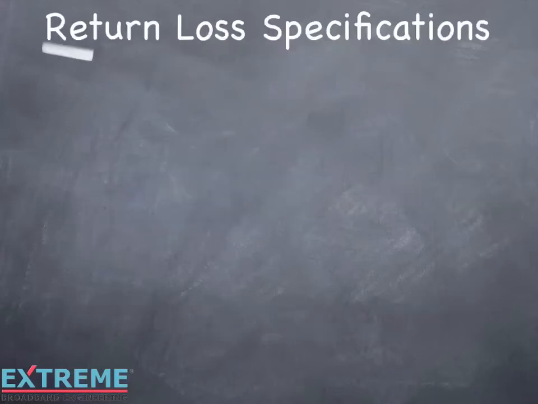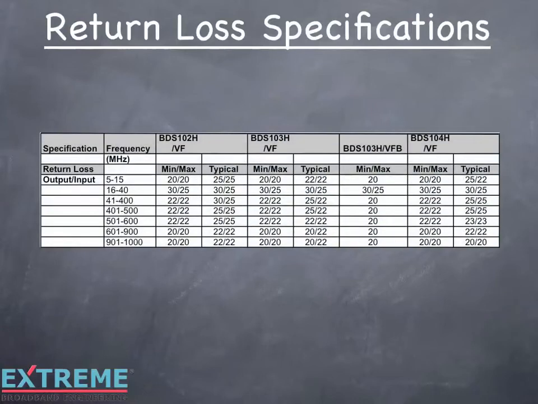Let's take a look at return loss specification numbers. Here we're showing a specification sheet for our broadband digital splitter series, which includes two-way, three-way balance, and four-way splitters. On the left-hand side is a column labeled frequency. Here we break the frequencies into 7 different bands, starting with 5 MHz, going up to 1 GHz. Next to that is a column labeled min-max. These are the worst-case return loss numbers for these devices.